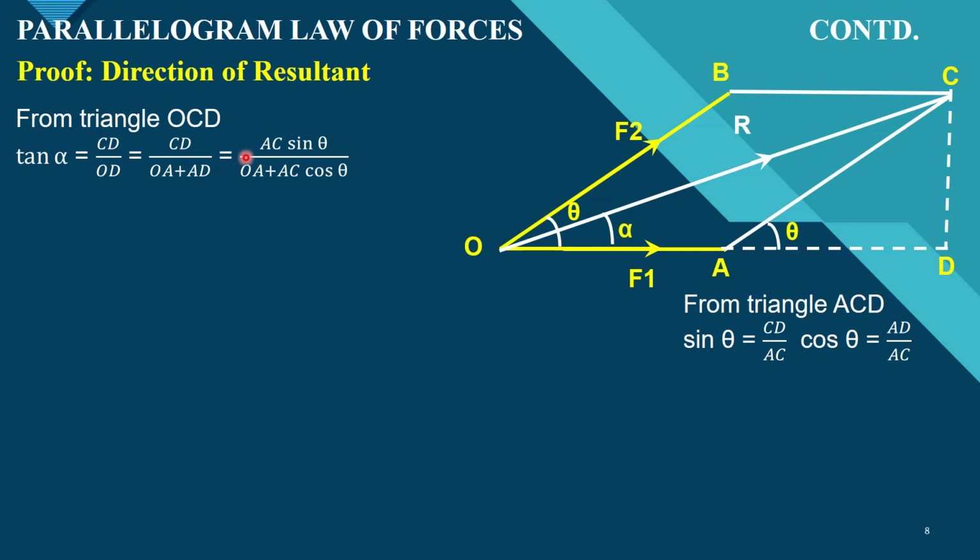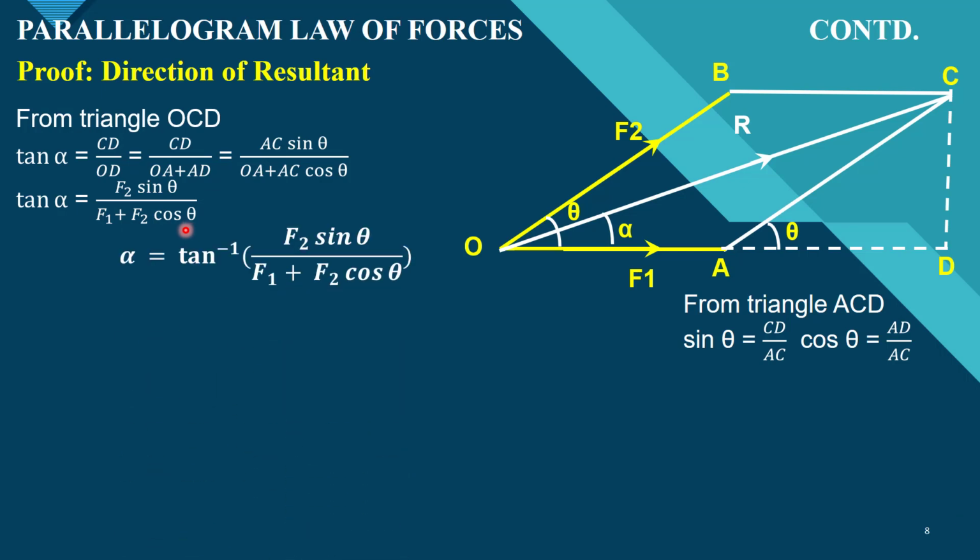So instead of CD, we can write AC sin theta divided by OA plus, instead of AD, we can write AC cos theta. So our equation becomes tan alpha is equal to, what is AC? AC is F2, right? So F2 sin theta divided by OA, which is F1, plus F2 cos theta. Now from here, you can find out the direction of the resultant force alpha, which will be equal to tan inverse of F2 sin theta divided by F1 plus F2 cos theta.